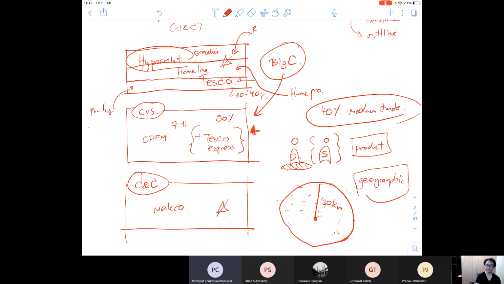That we didn't mention about them at all. The small shops. Yeah, small shops, you can include them in CVS, and they are pretty much the remaining 10%, or remaining less than 10%, right? Yeah. Who else will be affected by this merger?